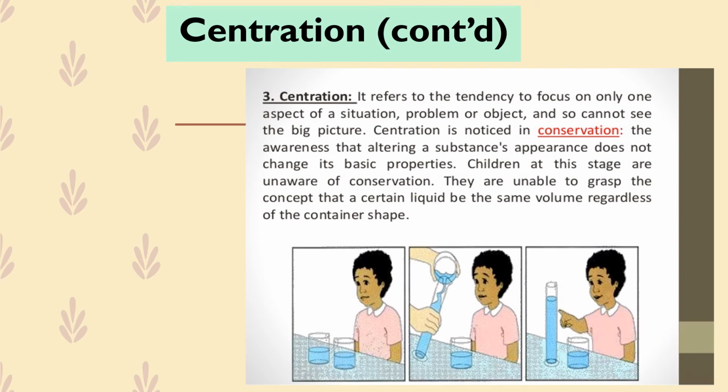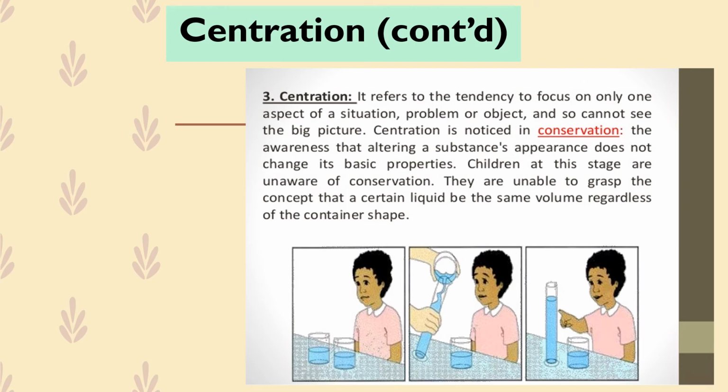So children in the preoperational stage are still unable to understand conservation. They're still not able to understand that even though the same amount of water is in the first 2 cups in this first picture, and the researcher is pouring the same amount of water into the taller test tube, the kid still thinks, hey, the taller test tube looks taller, so there's more water in it, okay?